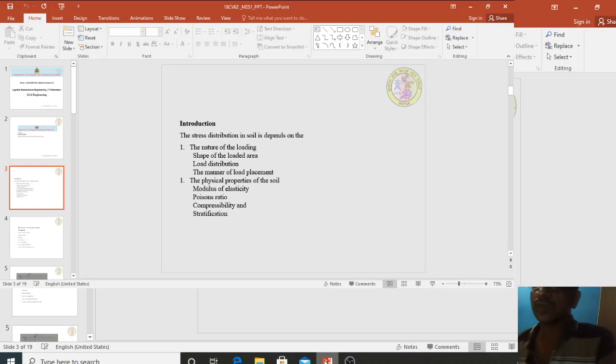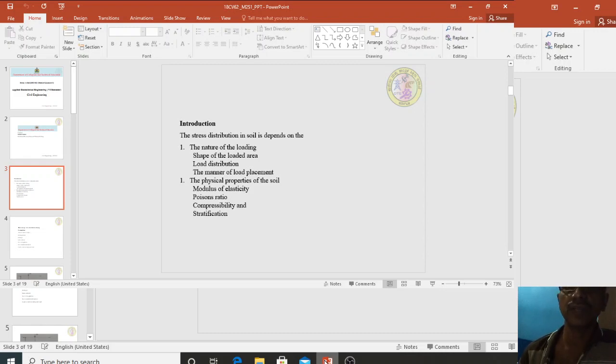The stress distribution in soil depends on the nature of the loading. That means whether we are applying a vertical load, a horizontal load, or an inclined load, or whether we are applying a static load, a dynamic load, or a vibratory load, that plays a vital role in stress distribution in the soil.